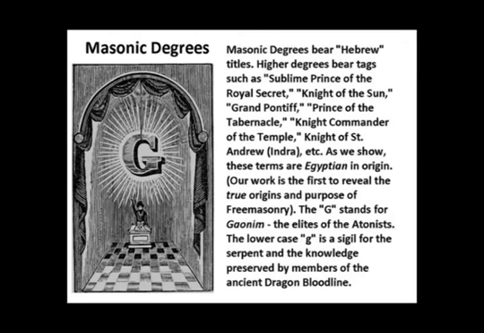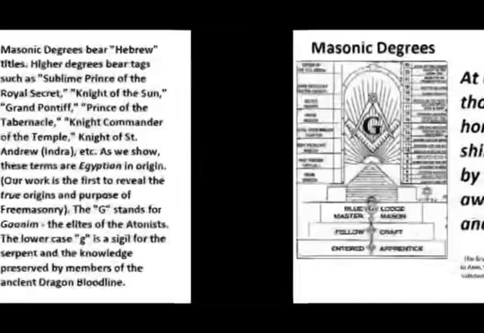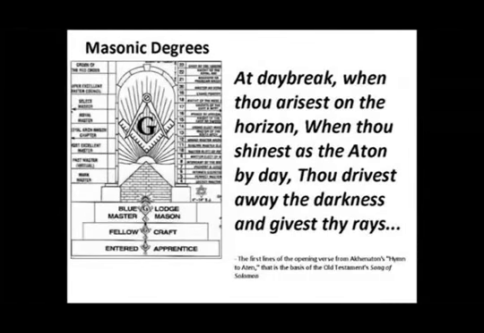This G that they use stands for the Gaionim, the elites of the Atonists. The lowercase g is a sigil for the serpent and the knowledge preserved by members of the ancient dragon bloodline. The first lines of the opening verse from Akhenaten's own hymn to Aten, composed by Akhenaten himself, became the basis of the Old Testament's Song of Solomon. The first lines are: At daybreak, when thou arisest on the horizon, when thou shinest as the Aton by day, thou drivest away the darkness, and givest thy rays.